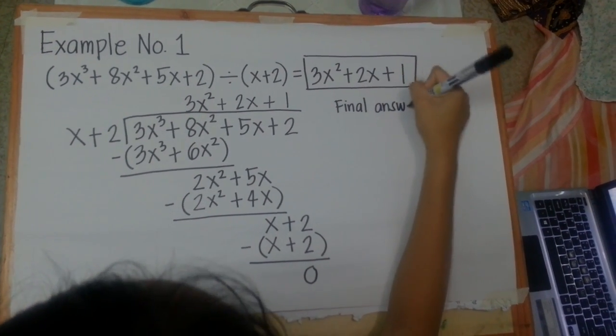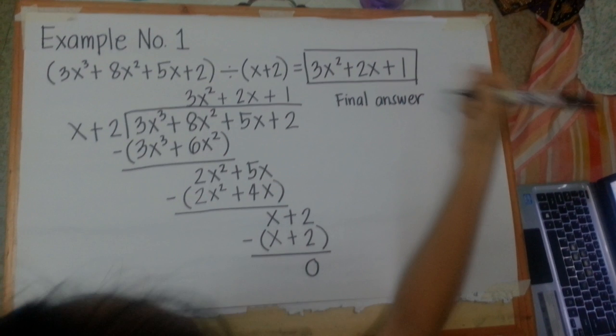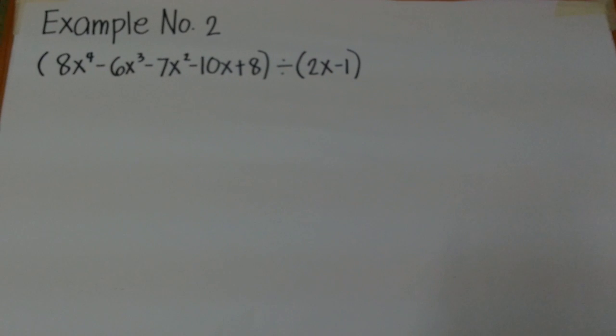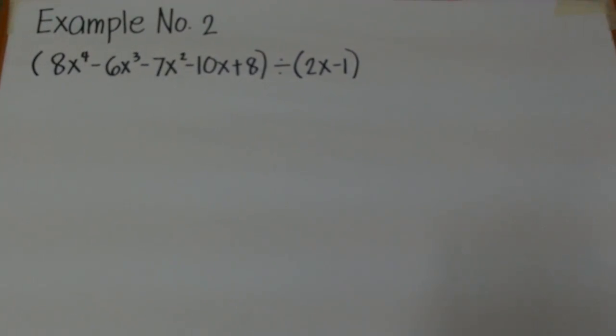Now, how about we try a longer example? Don't panic, we just need to repeat the 3 steps mentioned earlier. Example number 2. We have 8x to the 4th power minus 6x cubed minus 7x squared minus 10x plus 8 divided by 2x minus 1.